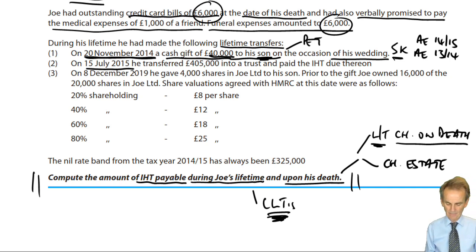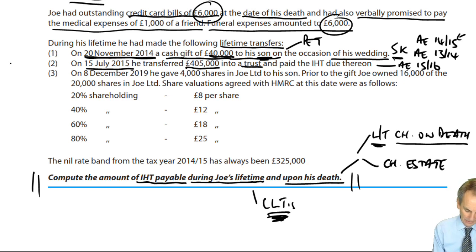15th of July 15. We're now into the 15-16 tax year. And that's going to mean that, of course, here we'll have available the annual exemption for 15-16. We've already used the 14-15, so this July 15 transfer will only benefit from the one annual exemption for the tax year that it falls in, the 15-16 tax year. Transferred 405,000, there's your transfer of value, into a trust. So now we know critically that this is a CLT.